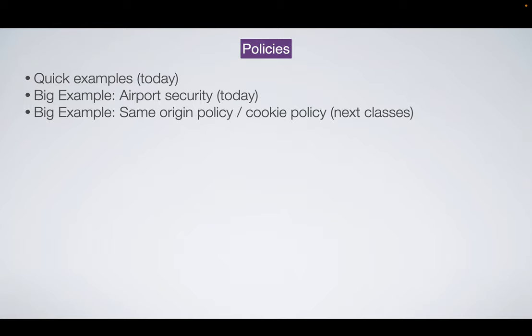Okay, so I'll give you some other quick examples that we haven't talked about, just to give you the idea of policies. Then we'll spend a lot of time on airport security. That will be the example I'll use as a policy at the human level. And then the next two classes, we'll look at technical policies. Both are browser-based policies, one with cookies, and one called the same origin policy, which has to do with JavaScript and what permissions it has to run when it's running in a website.